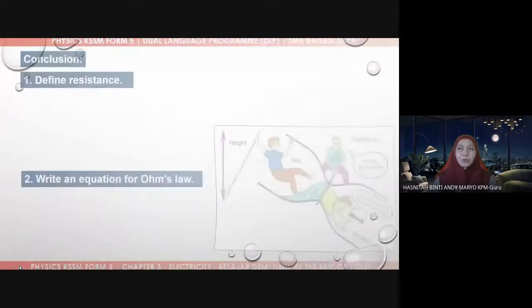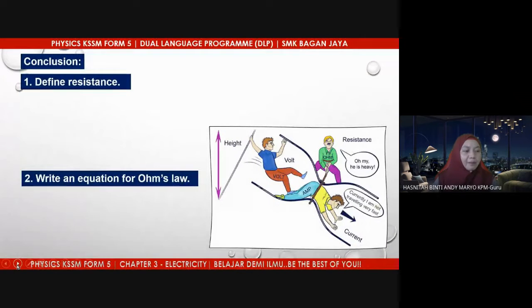Okay students, for this experiment, we come to the conclusion for resistance. What is the meaning of resistance, students? You know resistance is determined from the gradient. So in words, what is resistance? Anyone?